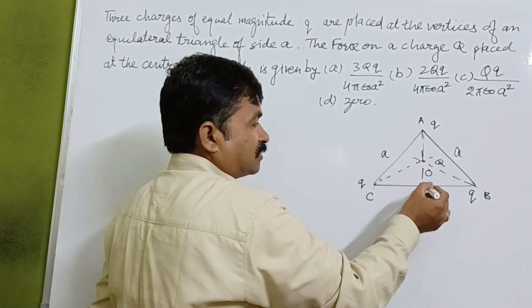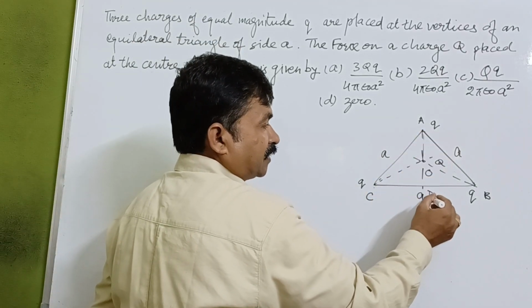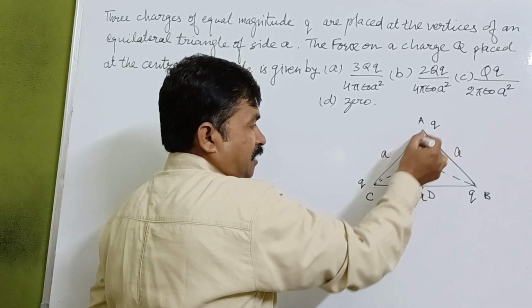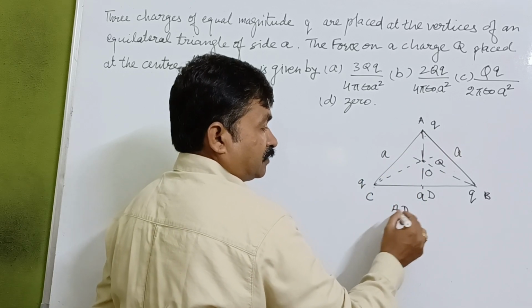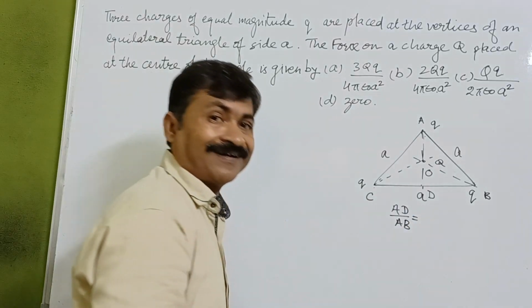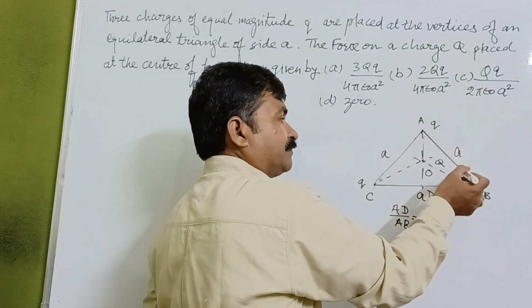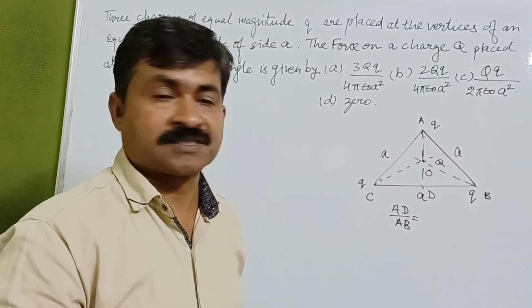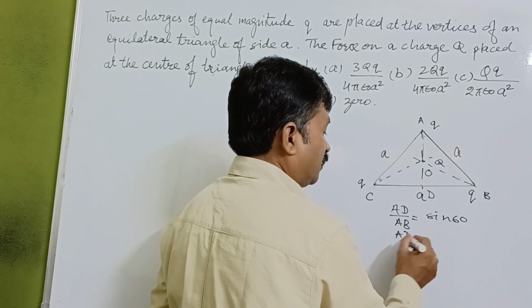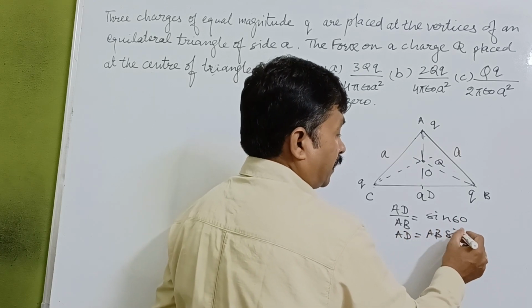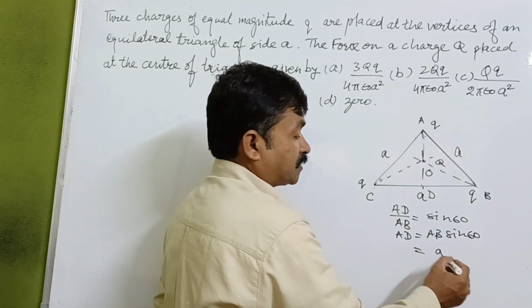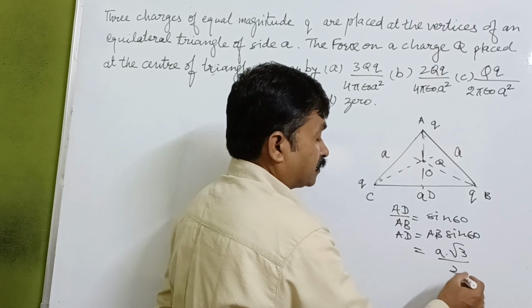If we take this triangle, I am putting the point D here, it is AD. AD is perpendicular and AB is the hypotenuse. So AD upon AB will give the sine of the angle. This angle is 60 degrees because in an equilateral triangle all angles are 60 degrees. So it is sine 60. Now AD is equal to AB sine 60, and sine 60 has the value root 3 by 2. So it is A into root 3 by 2. This will give AD.